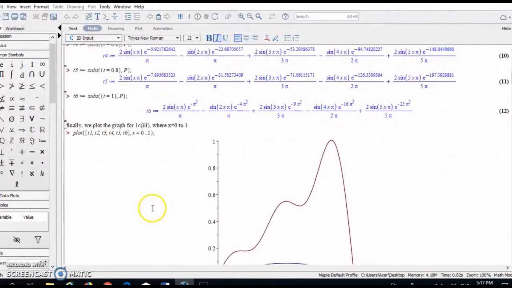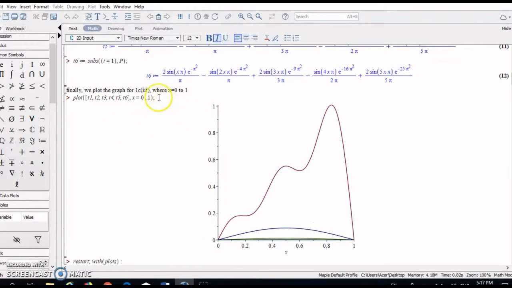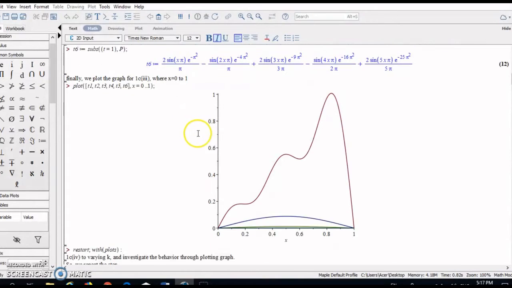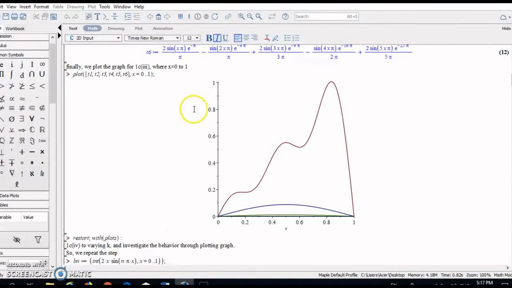And then lastly, we plot the graph for 1 C3, where x equals 0 to 1. We use the coding of plot all the t1, t2, t3, t4, t5, t6 with x equals 0 to 1. And then this is our output, the graph.